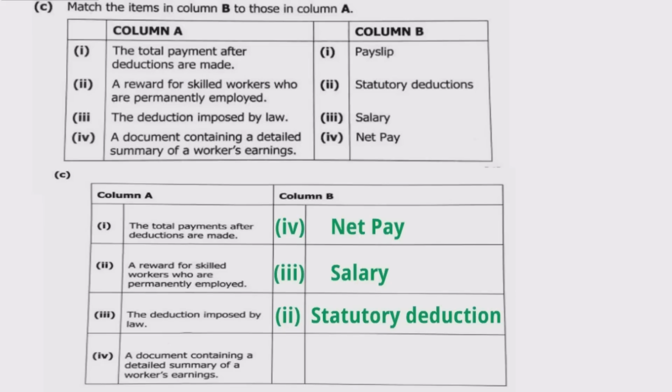Number 4, a document containing a detailed summary of a worker's earning. So a document where you find the details of your earnings, that is a payslip. If you want to know how much you have earned the entire month, you can see that on the payslip. Even before the salary comes in, the money you should expect in the bank will be indicated. So we use payslip to know how much we have earned. Okay, so basically these are the answers.